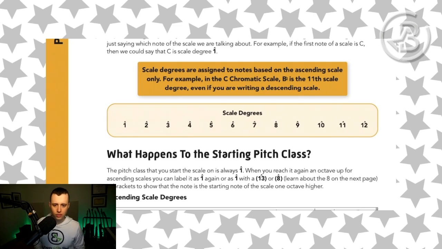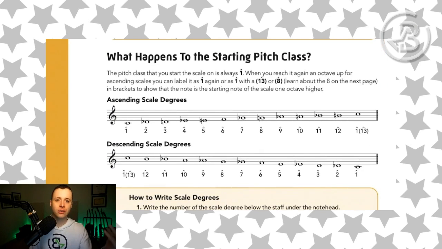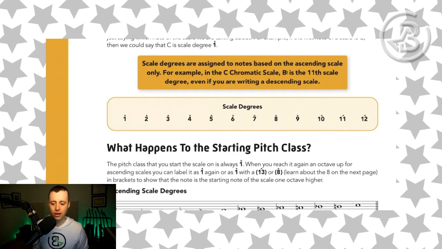So for example, if we have a scale that starts on C, a C chromatic scale, C is going to be scale degree 1. If we have a G chromatic scale, we start on a G, guess what's going to be scale degree 1? G is going to be scale degree 1. If we had a scale that started on A, A would be scale degree 1. If we had a scale that started on B, B would be scale degree 1. So whatever note the scale starts on, specifically the ascending scale, that is going to be scale degree 1, and then every note in the scale after that gets another number.